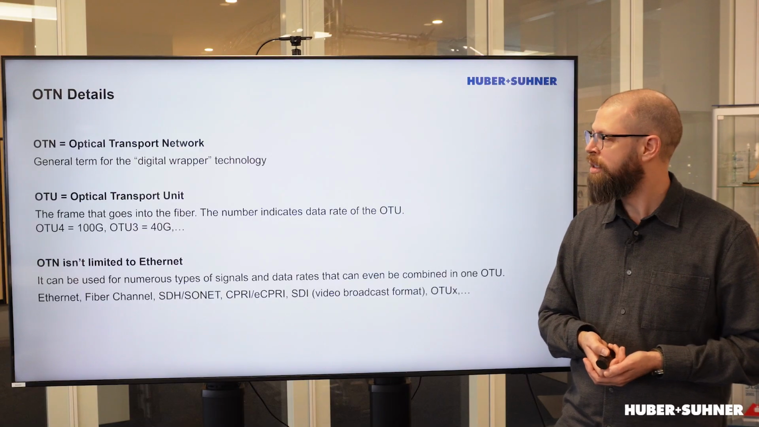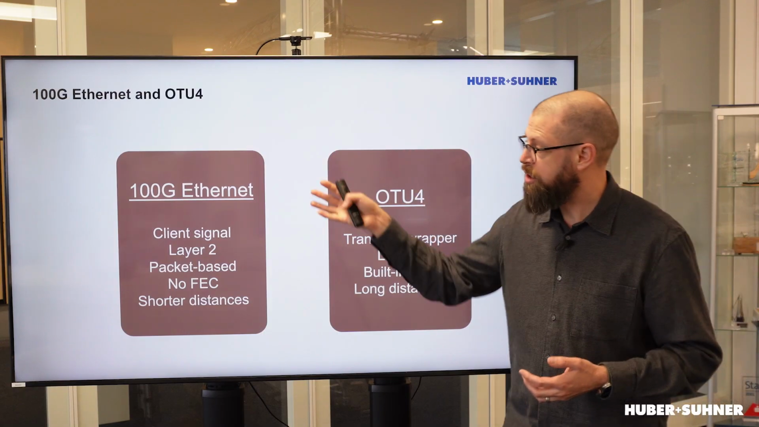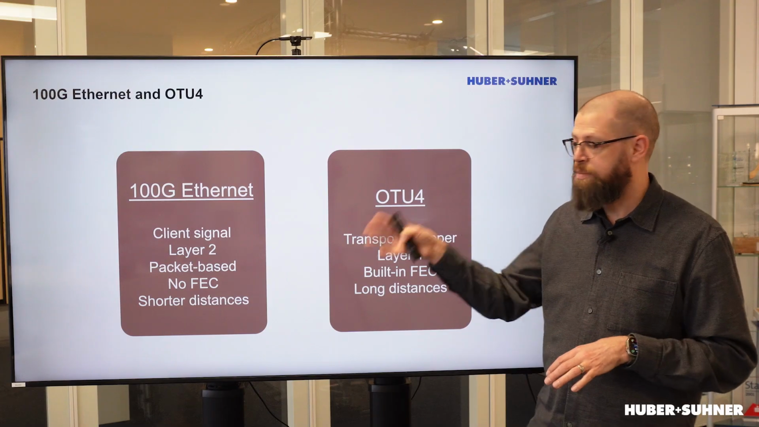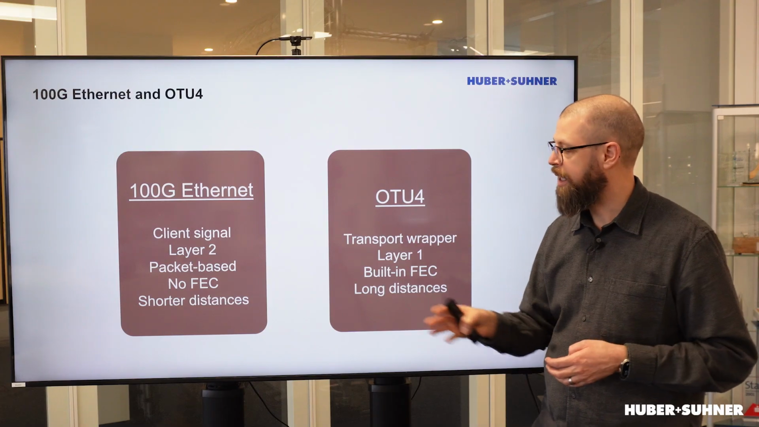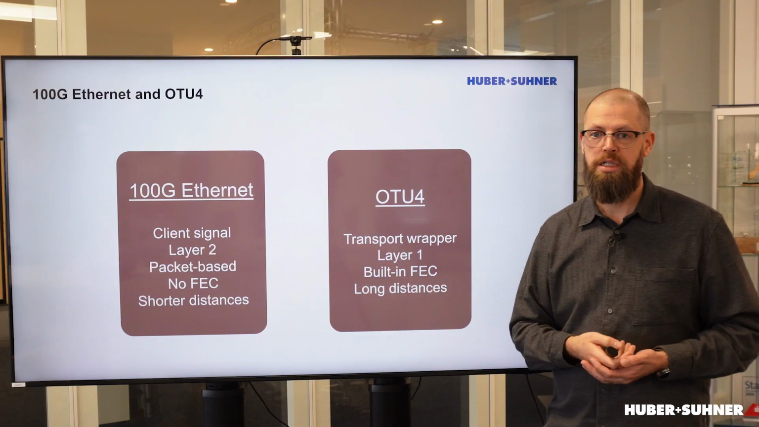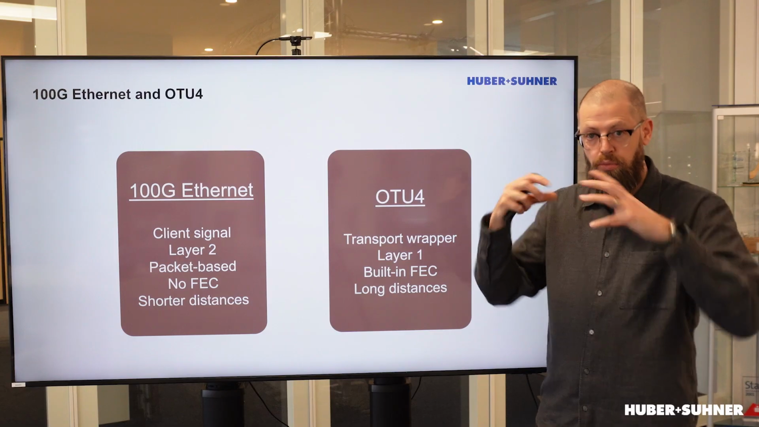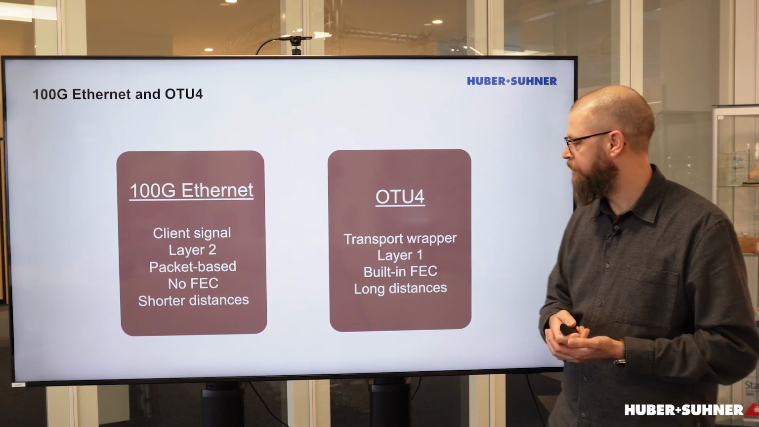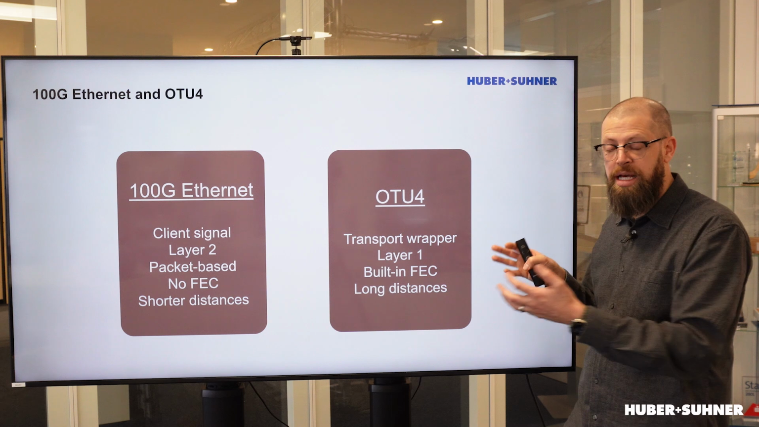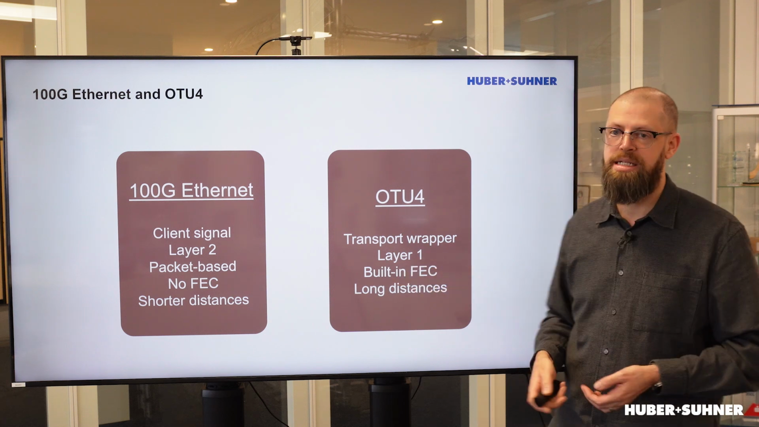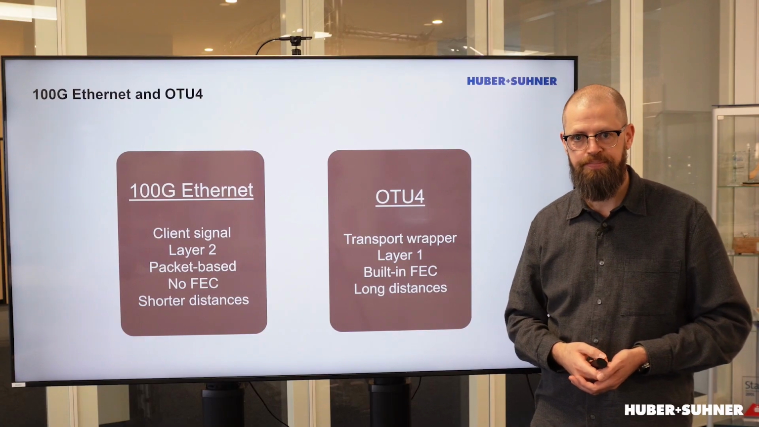Now there are many more things we could embroider upon when we're talking about OTN, but that's maybe a different brain snack video. So to conclude, 100 gig Ethernet is a client signal. It's at layer 2, it's packet based, it's got no forward error correction, and it is for shorter distances. Whereas OTU4 is a transport wrapper, in this case for 100 gigabit, and it's at layer 1, it's got a built-in very sophisticated forward error correction, and it is designed for longer distances.